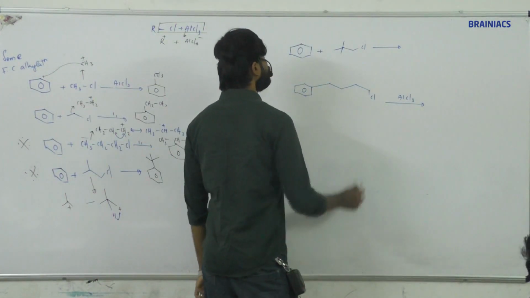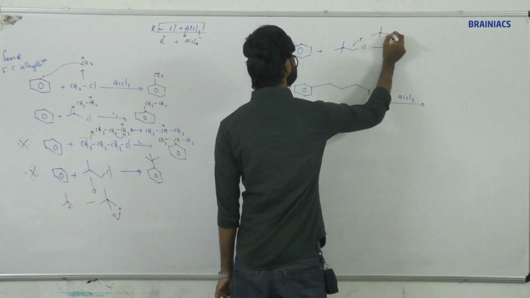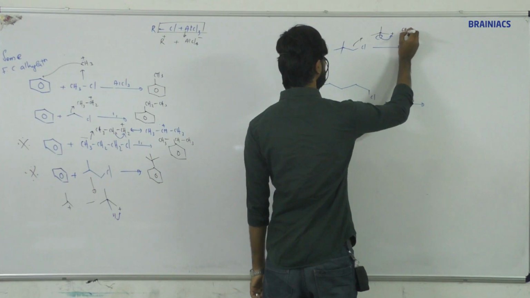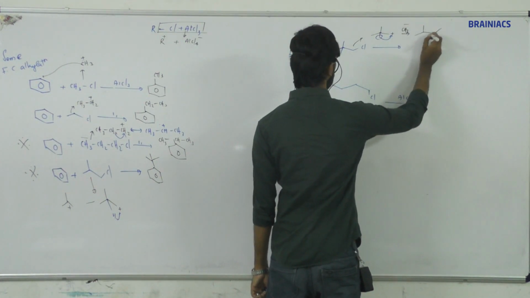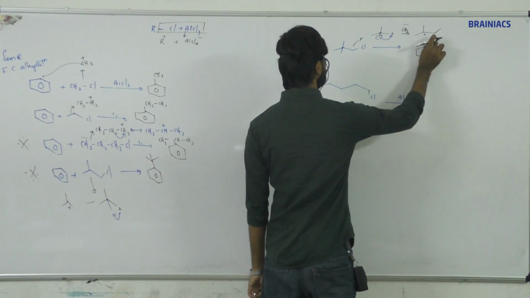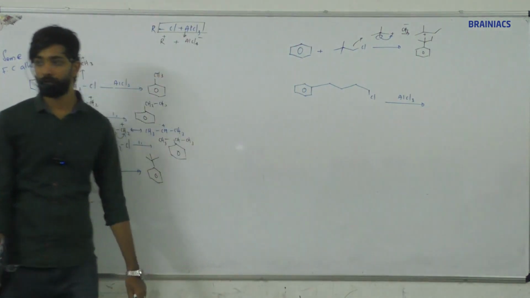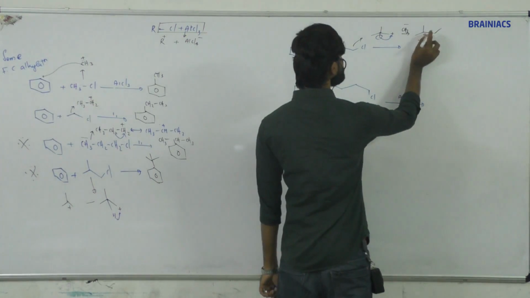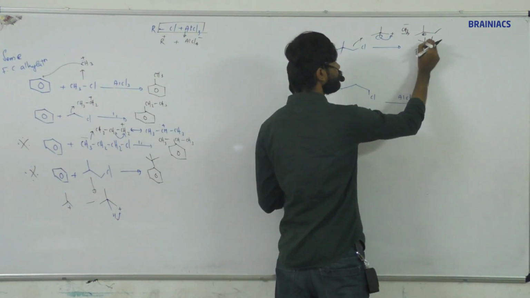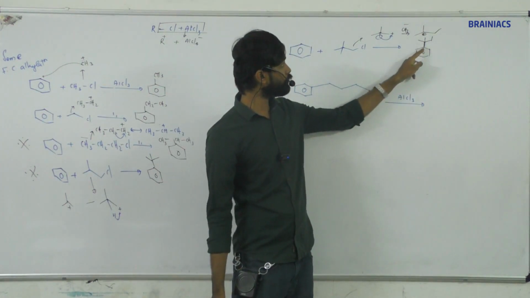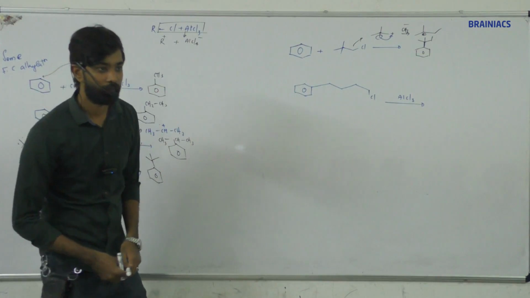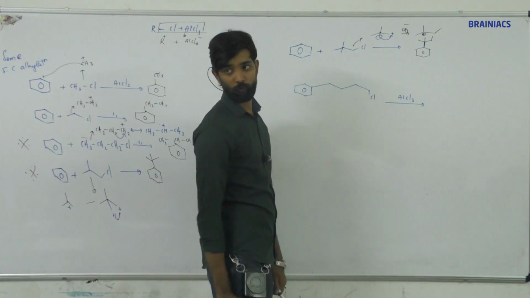Listen here. What about this one? This is a primary carbocation. Is there any rearrangement? What kind of rearrangement? Tertiary pentyl. So tertiary pentyl benzene will be the product. Wait, one more.